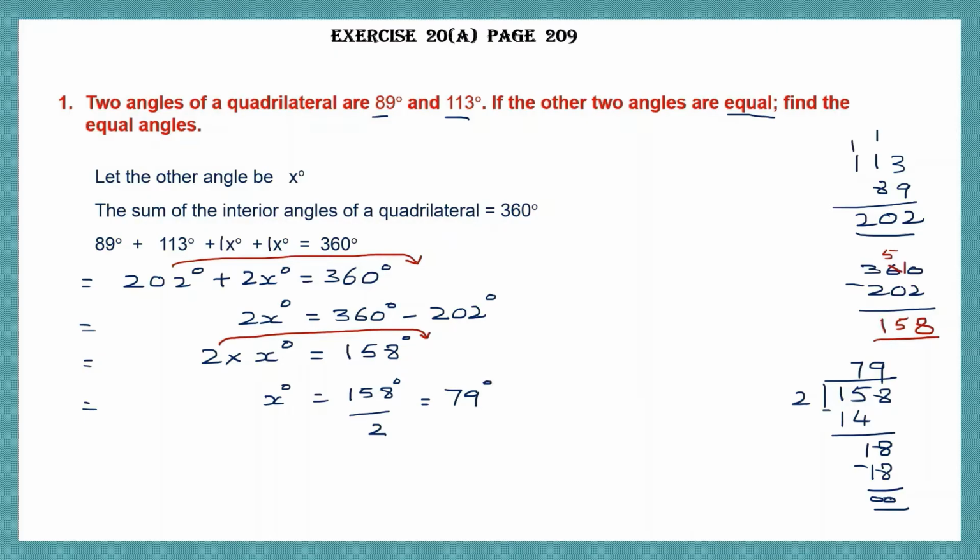So the question is, find the equal angles. So the equal angles are 79 and 79. The angles will be 79 degrees and 79 degrees. So this is our answer.